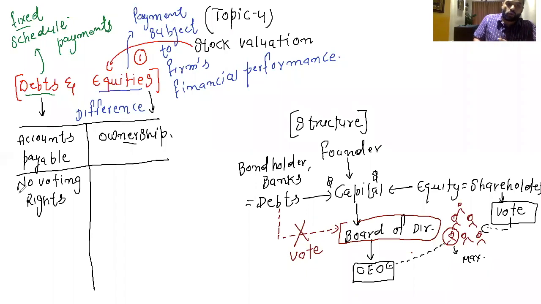So that's the meaning of no voting rights. Debt holders don't have voting rights. They do not have any kind of voting rights to select a CEO. But on the other hand, equity has voting rights. So that's the difference between no voting rights, which is debts, and voting rights, which come from equity. The shareholders have a right to select, but debts don't have any rights to select.